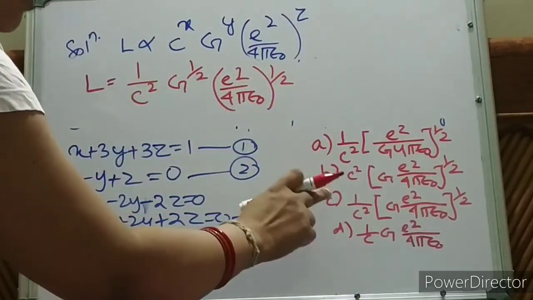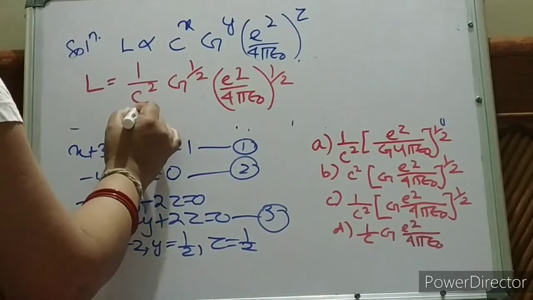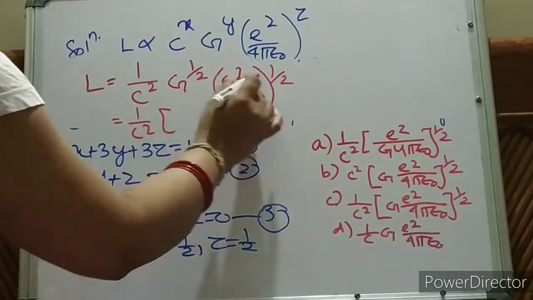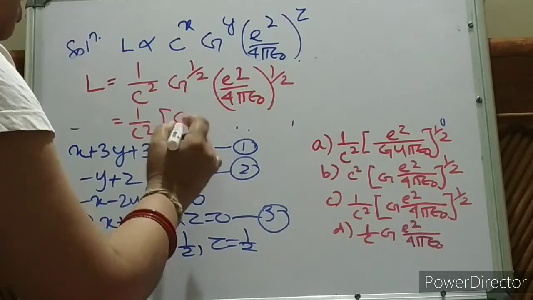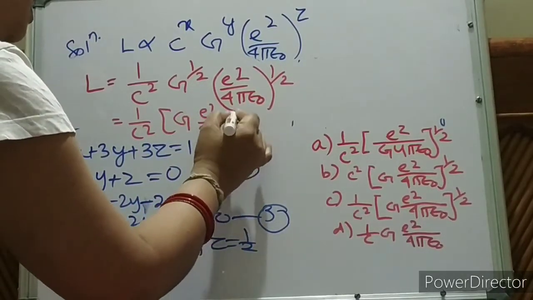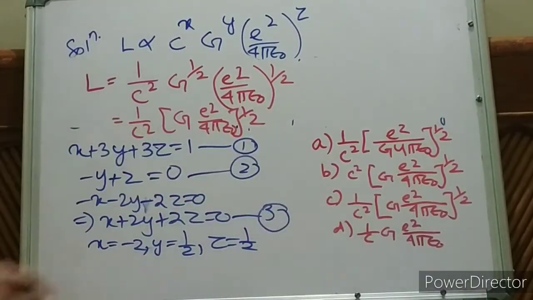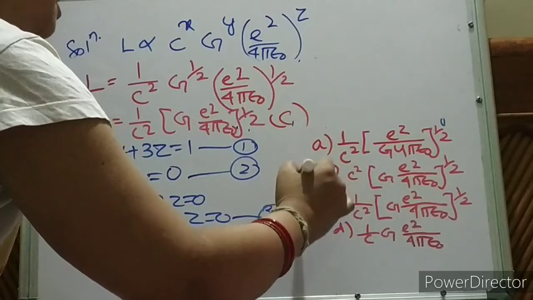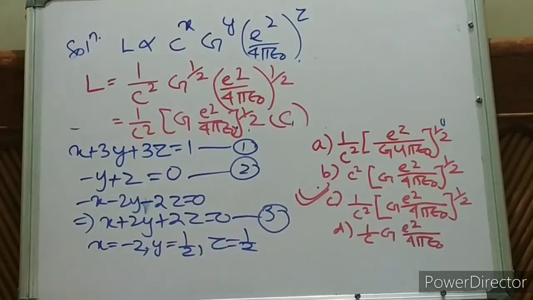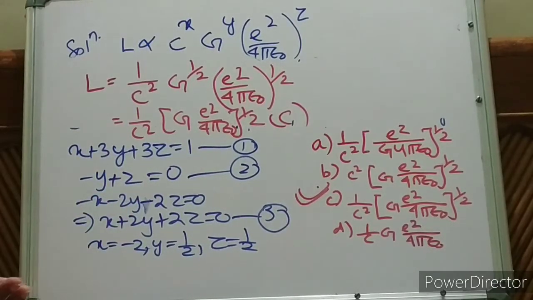So now we have to compare. So we can write in this form. So what we can write? 1 by C square. See, both are half and half. So I can combine G e square by 4 pi epsilon naught to the power half. Which option? It is option C, children. So option C, this one is your correct answer. Is it clear, children? This question? Hope it is clear to you. If anything, please let me know.